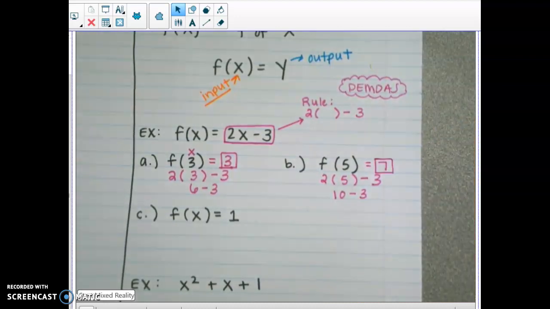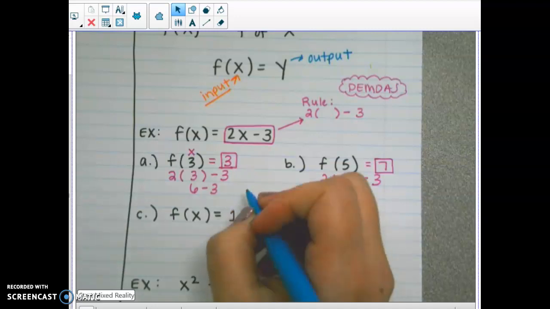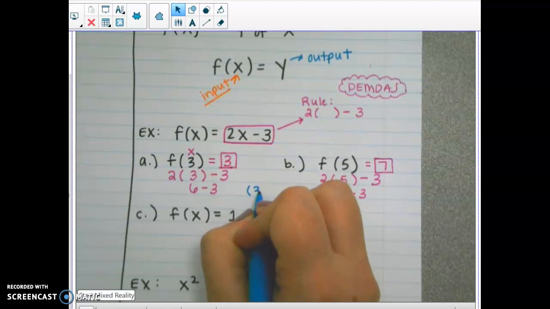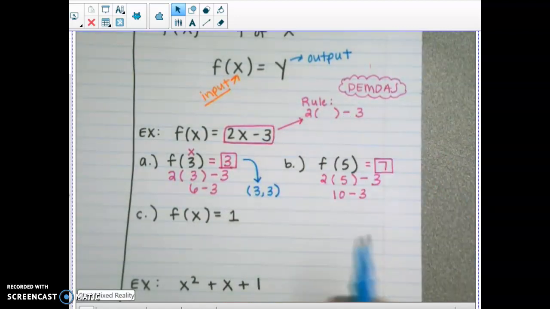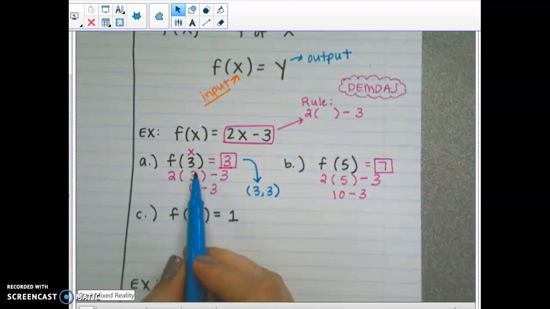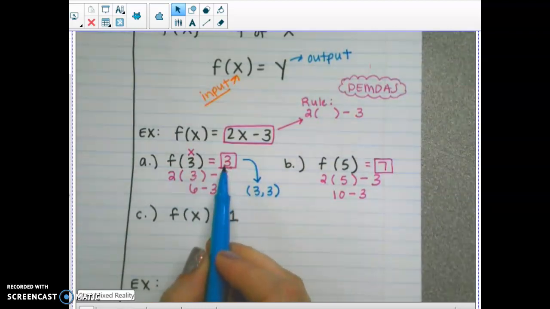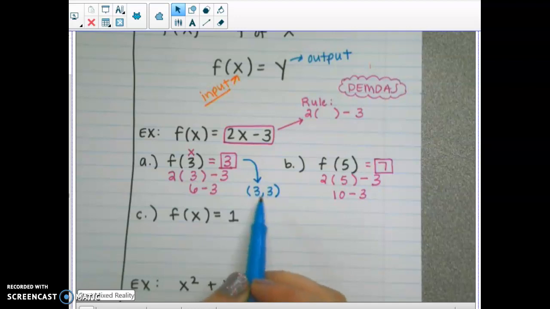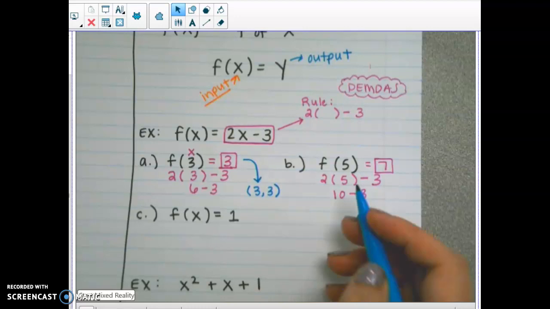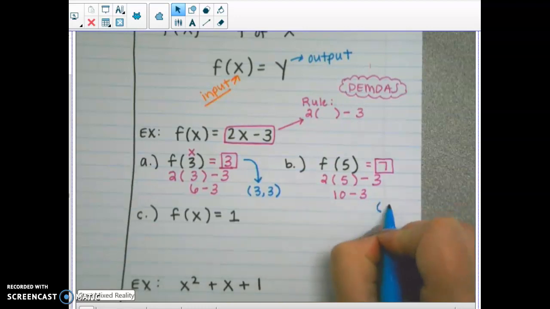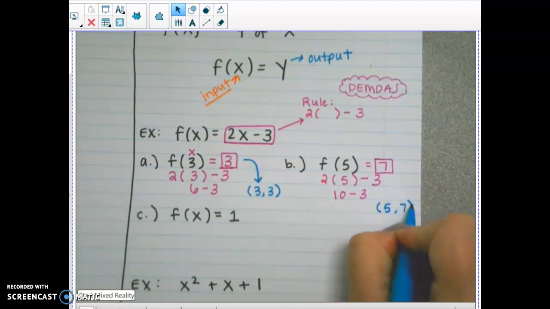All right, so what this also means for us is if I were to try to graph this function rule, then this would be the point 3, 3. That's what that means. When we plugged in 3 as the X, we got 3 as the Y. So I could plot that point on the graph, and it would start to show what this rule actually looks like on the graph. This one would be the point 5, 7.